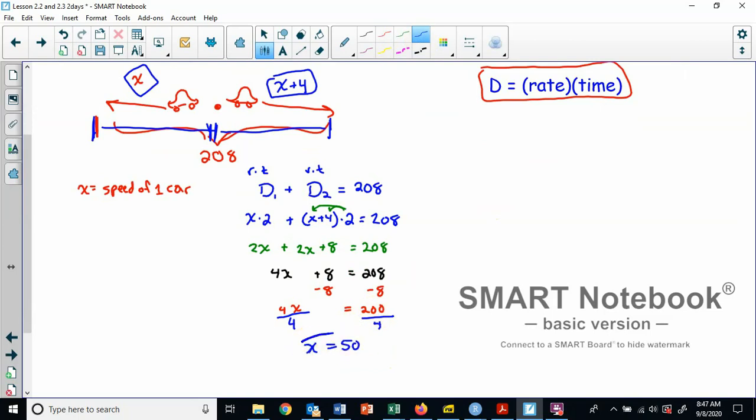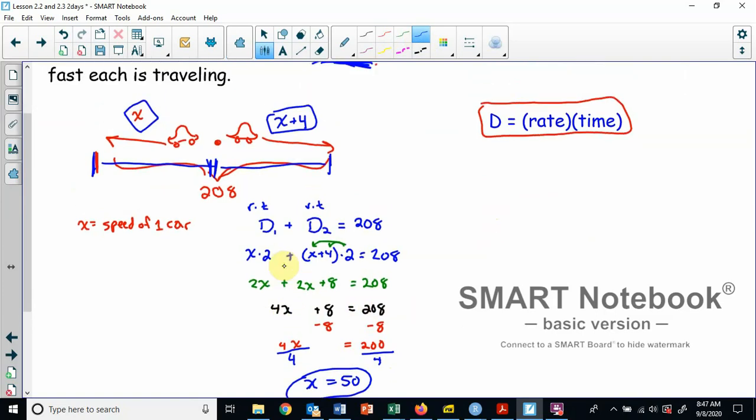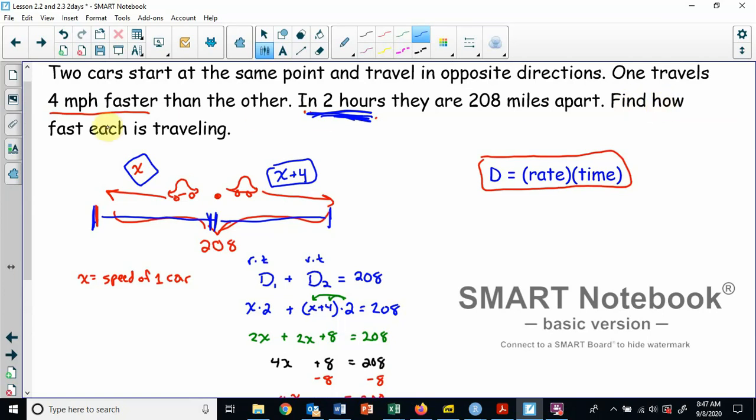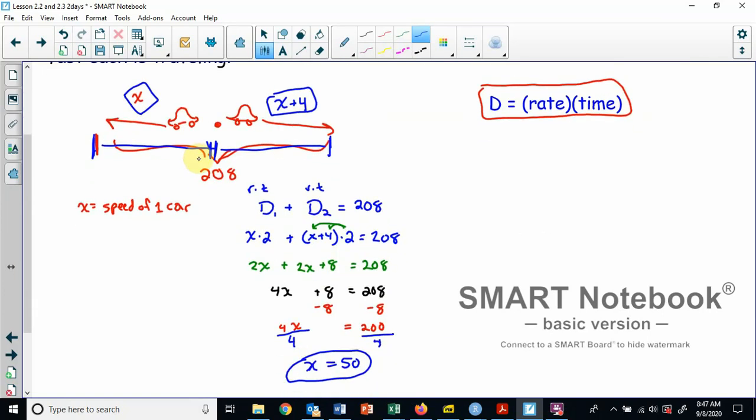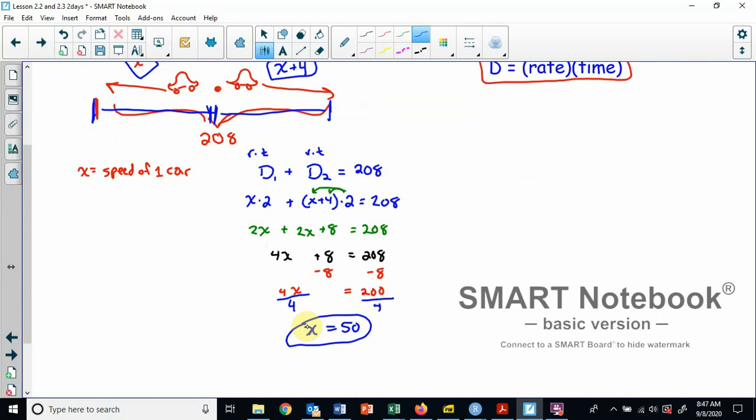Alright, now stop for a second, smile, be happy we found x, but we haven't answered the question. Okay, if I scroll up, let's read the question again. It says, find how fast each car is traveling. We found x. What is x? Oh yeah, look, we defined x, so we know what x is. So x is the speed of one car. So one car is traveling at 50 miles per hour.